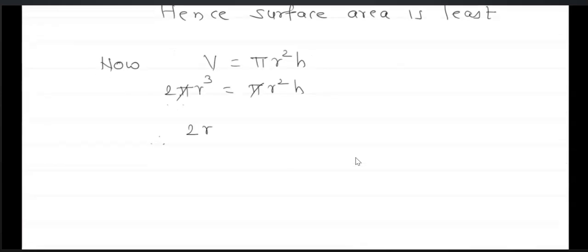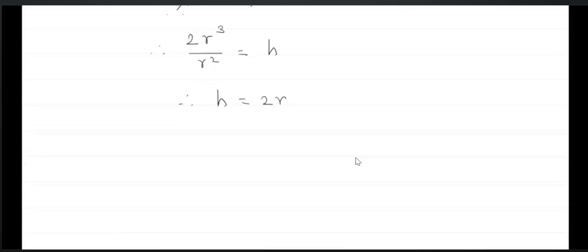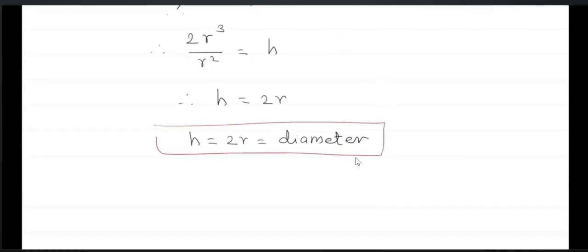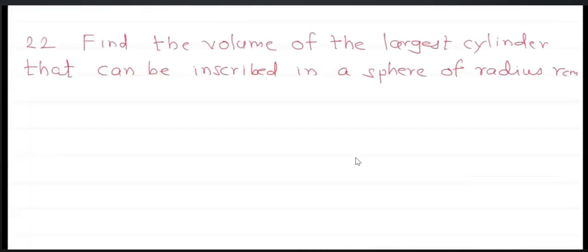Now, here pi and pi get cancelled. You will get 2 r cube upon r square is equal to h. If you simplify this, you will get h is equal to 2r. Hence, the height is equal to the diameter when the surface area is least and the volume is given. Let's see the next problem.